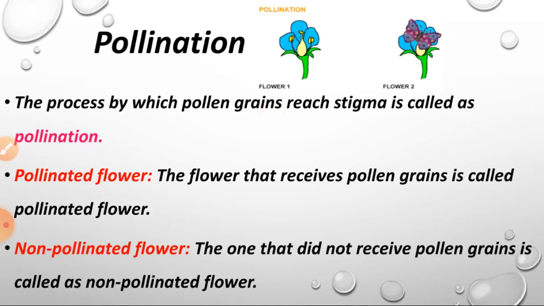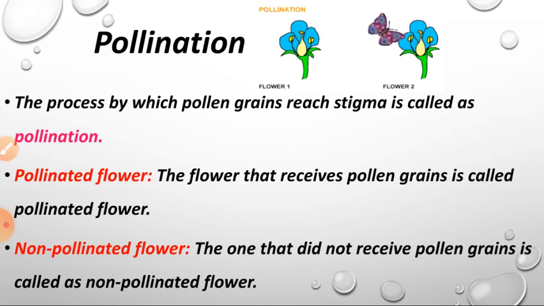Pollen grain is the male part of the flower, and stigma is the female part of the flower. The process by which the male part's pollen grains reach the female part, the stigma, is known as pollination. If a flower receives pollen grains, it is called a pollinated flower. If a flower does not receive pollen grains, it is called a non-pollinated flower.